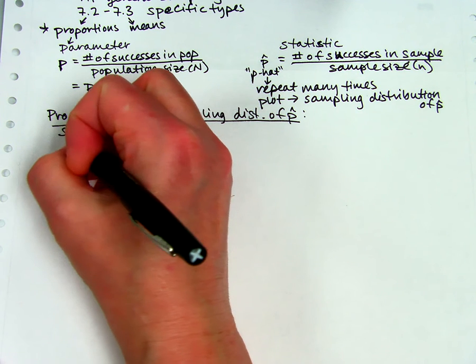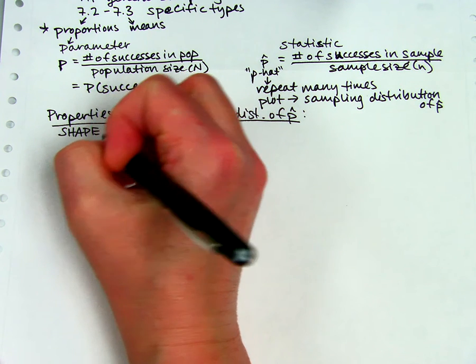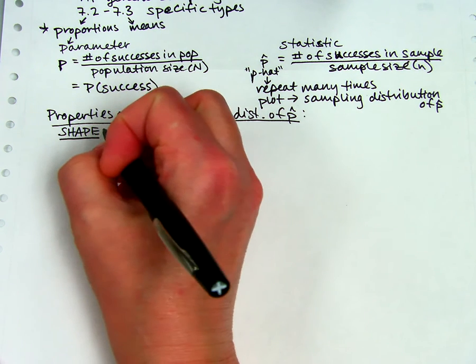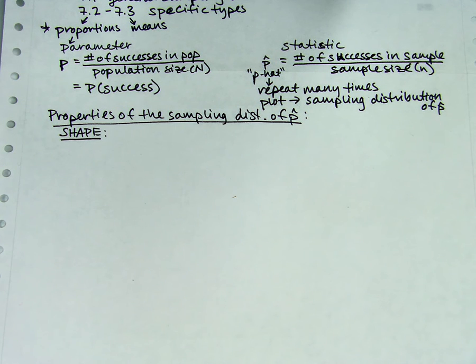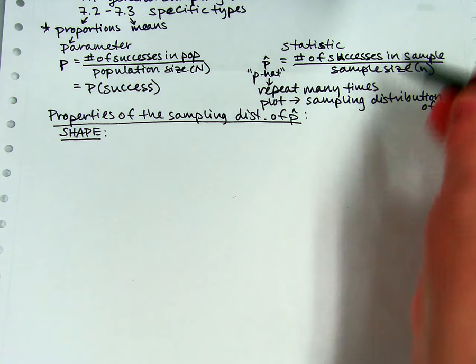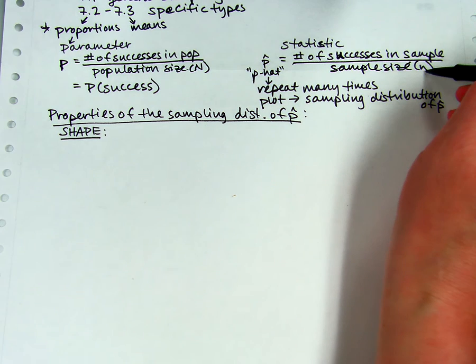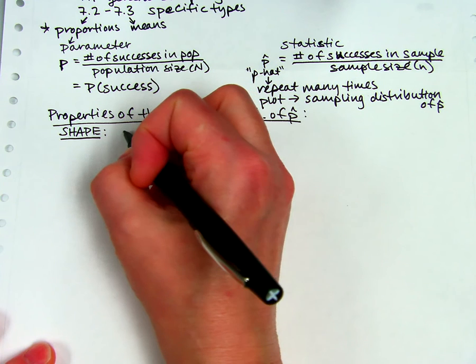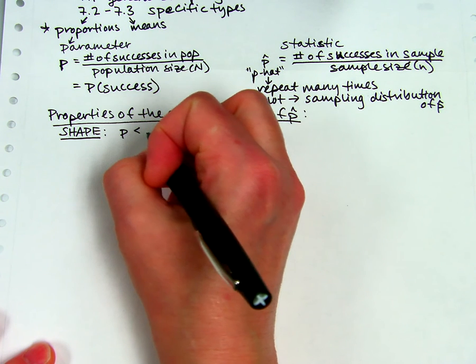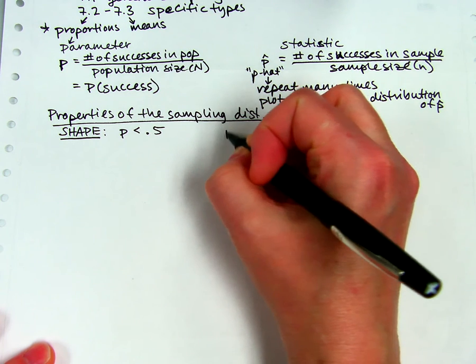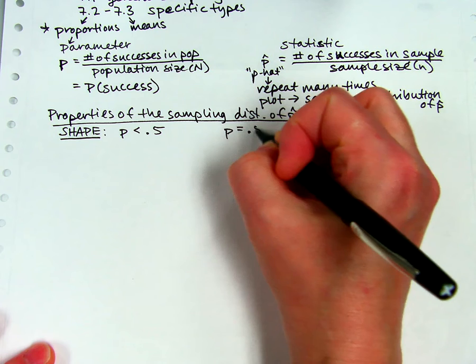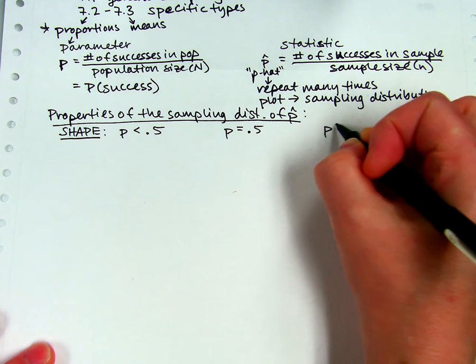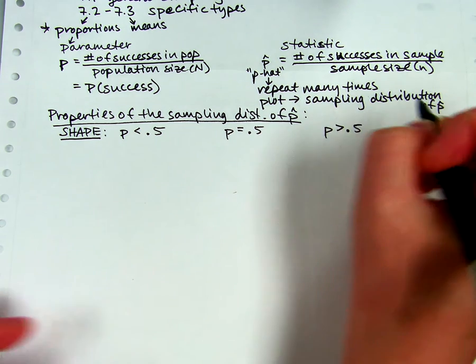Let's start with shape. So what's interesting about proportions is they're all based on the binomial distribution, because if you only look at the number of successes and you don't divide it by n, you've got a binomial distribution. So some of the stuff I'm about to say is the same as what we learned for binomial back in lesson 6.3. So that means that if p is smaller than 0.5 versus if p is equal to 0.5 versus if p is greater than 0.5 would make a difference in the shape.